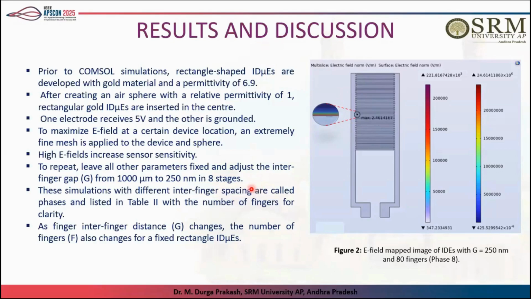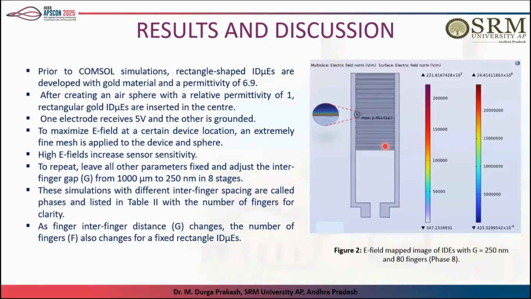So particularly you can see these are the design parameters according to which we simulated in COMSOL Multiphysics software. Electric field mapped into images of the G is 250 nanometers and 80 fringes, one particular parameter of the design I'm showing here. But like that, there are hundreds of designs we have simulated, and out of that, one design I'm showing here with the G 250 nanometers and 80 fringes, as phase 3 of one of the simulated structures.